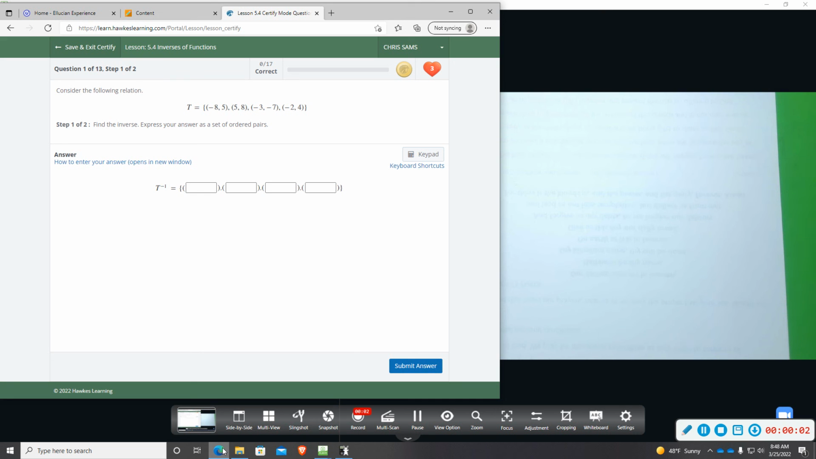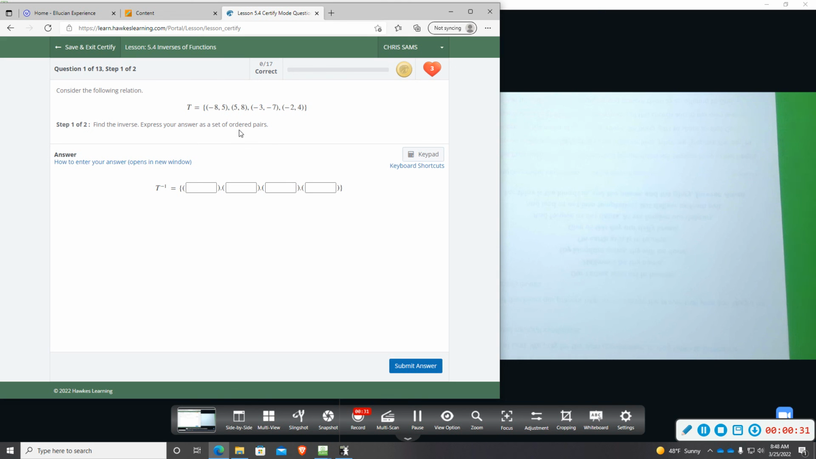All right, today we're going to be looking at section 5.4, inverses of functions, and we're just going to jump right into it. Most of it is not very difficult, and so I will explain what you need to know as we go through it. So this first problem wants us to find the inverse. When you have a set of ordered pairs, to get the inverse you're just going to switch x and y. You're going to flip-flop everything.